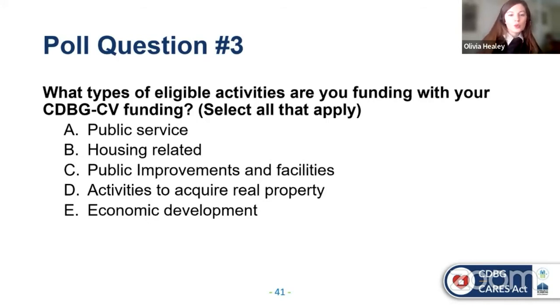So it looks like the majority of, I guess, the biggest area, I know it's not capturing everything that you guys are funding, but definitely in the public service realm. Housing related, public improvements and facility. It's good to see the widespread of project areas.